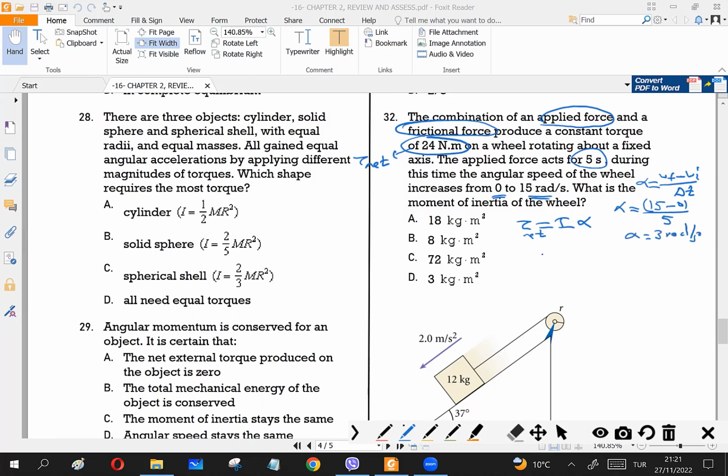Now I can use the given information from the question. Net torque is 24. I is the unknown, multiplied by alpha 3. Divide by 3, divide by 3. 24 divided by 3 is 8. The moment of inertia of this wheel is 8 kilogram meter squared.